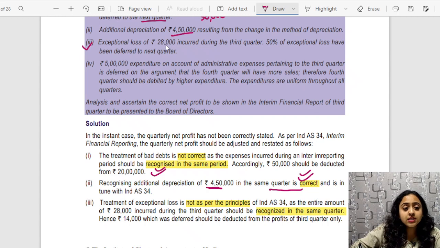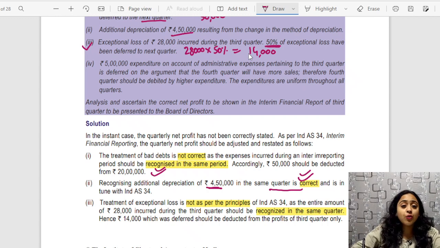Exceptional loss of rupees 28,000 incurred during the third quarter. 50% of exceptional loss, that is 14,000, have been deferred to the next quarter. Are you allowed to defer or anticipate? No. 28,000 into 50%, that is 14,000. 14,000 must be deducted.